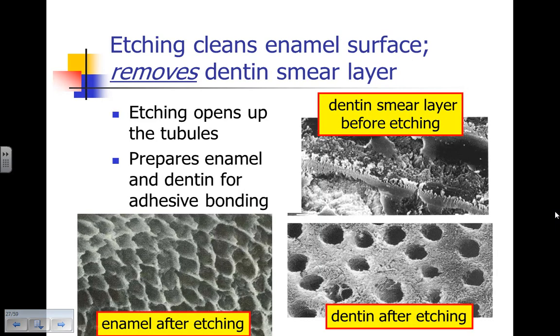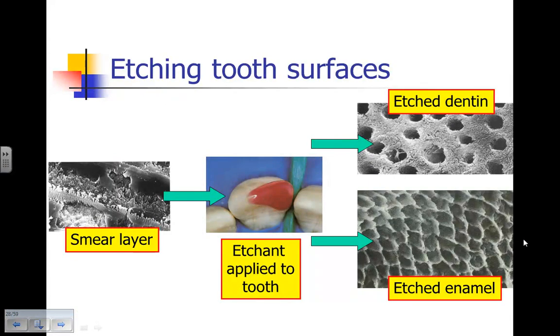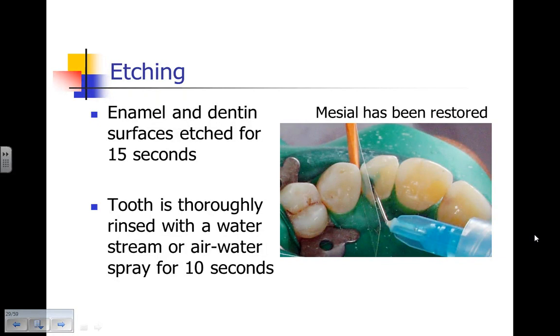The etching process removes the smear layer from the dentin, leaving, on the lower right-hand side, the peritubular dentin looking like a sponge and the open dentinal tubules. The enamel surface and the dentin are etched simultaneously. The etch for enamel and dentin is 15 seconds for a simultaneous etch of both. And in this case, we're etching the enamel and dentin simultaneously for 15 seconds.